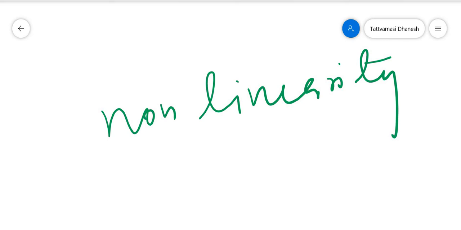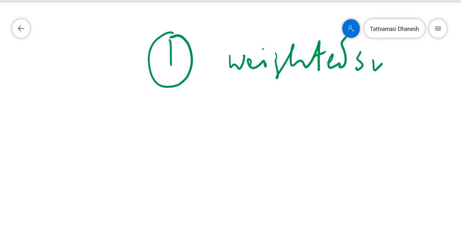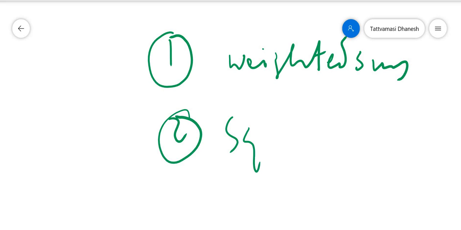In a perceptron, there are two things happening, as I discussed. First, it calculates the weighted sum. Second, it squashes the weighted sum with the activation function. So these are the two things happening inside a perceptron.